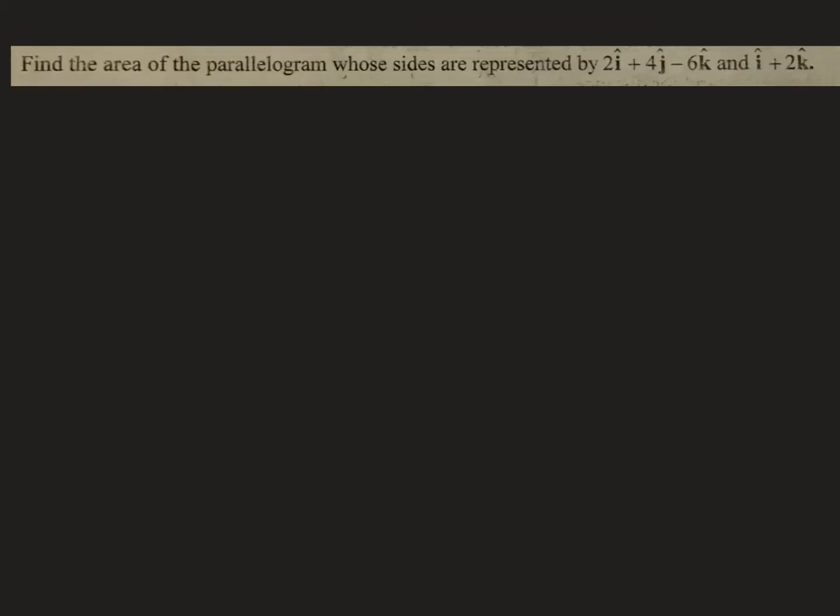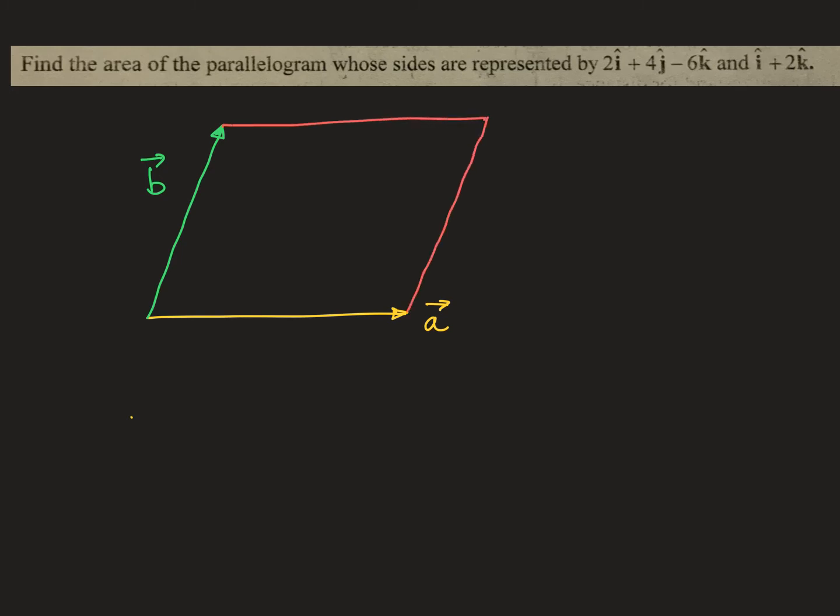Okay, just a small hint. If you have two vectors a and b like this, and these are the sides of a parallelogram, let me complete the parallelogram. The angle between the two vectors is theta. So what is the area of the parallelogram?